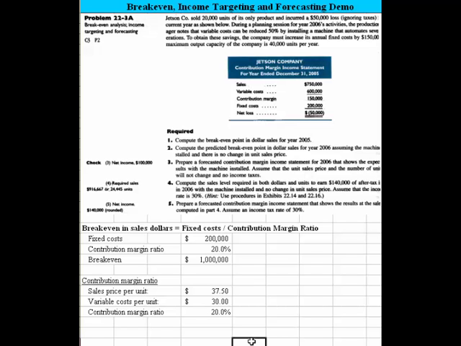Okay, now let's look at what part 2 wants. Compute the predicted break-even in dollar sales for 2006. Assume we go ahead with the machine installation and there's no change in unit sales price. Okay, well, let's look at what our new fixed cost would be for 2006.